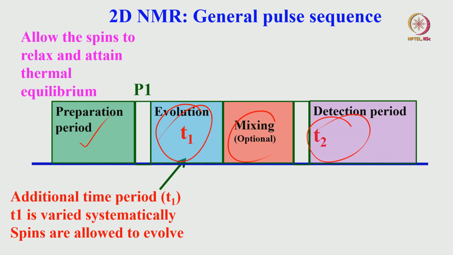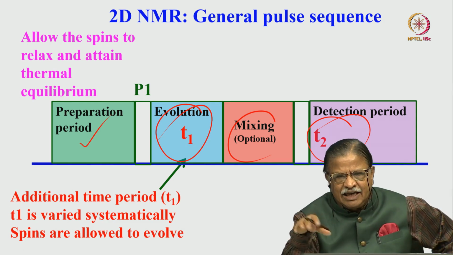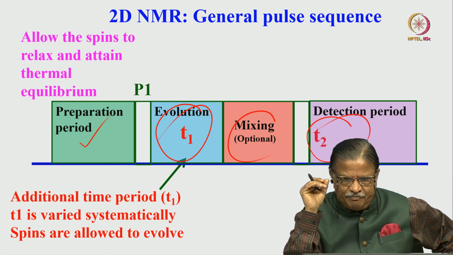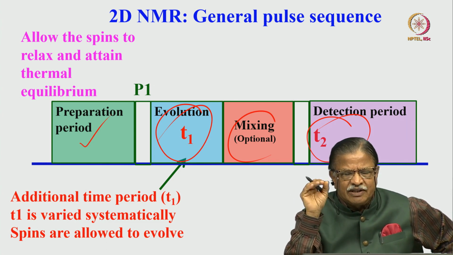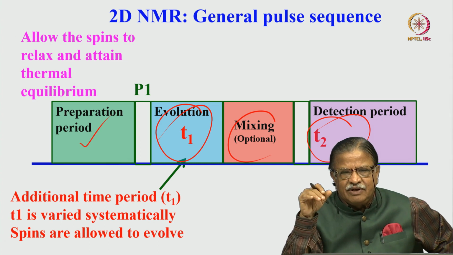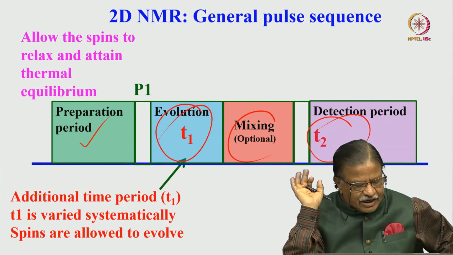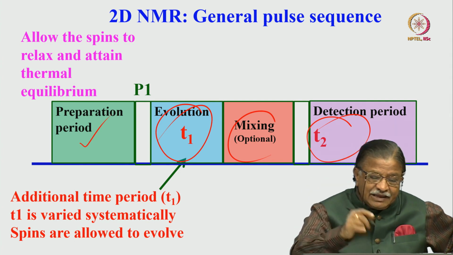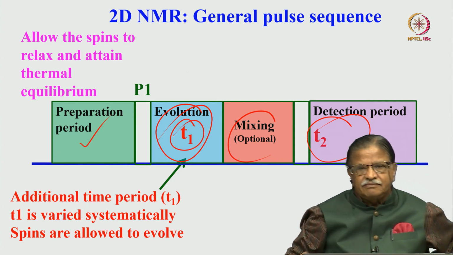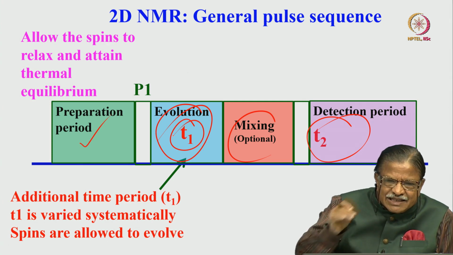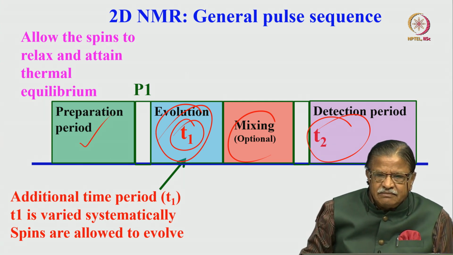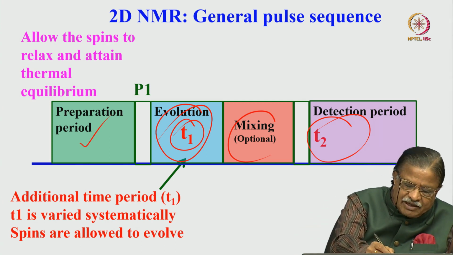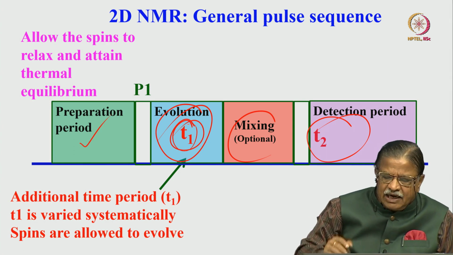What do you mean by evolution? Spins start undergoing evolution because of chemical shift, J coupling, etc., where precession can occur. There could be free precession after the pulse because of chemical shift and J coupling. Then this time I do not keep constant. I can systematically vary it. In every experiment, I keep this one constant and then collect a signal.